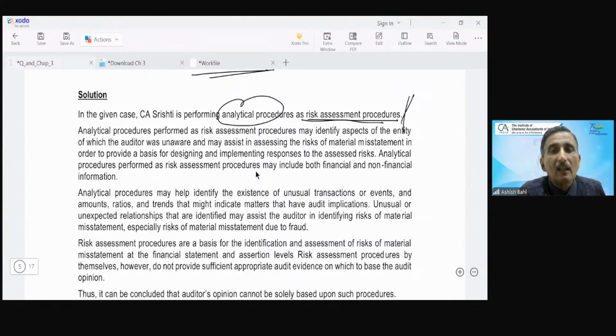But risk assessment procedures by themselves are not sufficient for providing sufficient appropriate audit evidence on which auditor's opinion would be based. Obviously, he would have to apply tests of controls and substantive procedures. Only performing risk assessment procedures won't do, because the purpose of risk assessment procedures is only to identify and assess risk of material misstatements. Whether this misstatement is there or not can be known only by performing further audit procedures like substantive procedures and tests of controls. Clear, students?